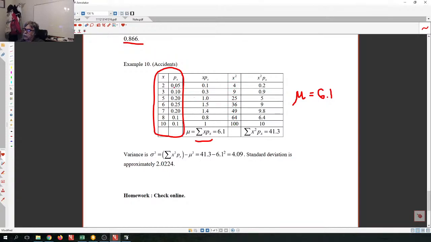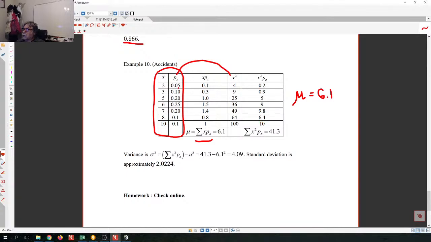So you get this: 2 squared is 4, 3 squared is 9, 5 squared is 25, 6 squared is 36, 7 squared is 49, 8 squared is 64, 10 squared is 100. Those are the x squares. Now you need to get the expectation of a square, which means you're going to use the probability mass and the square of x, and you want to multiply these. And that goes in the last row.